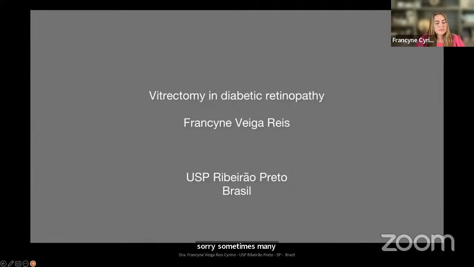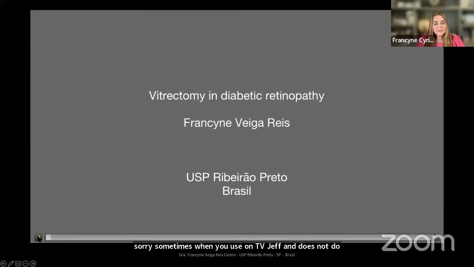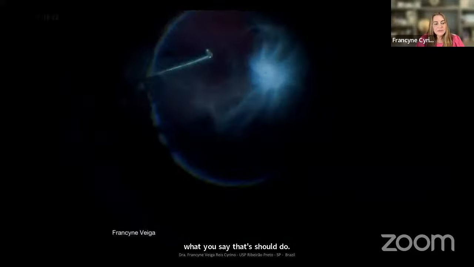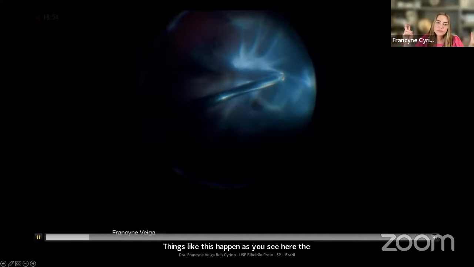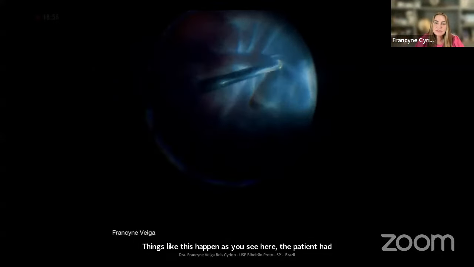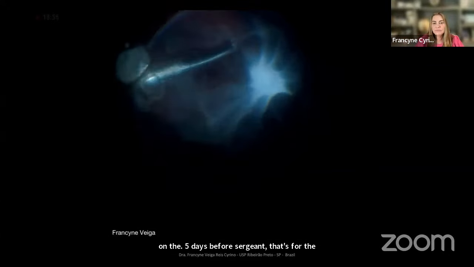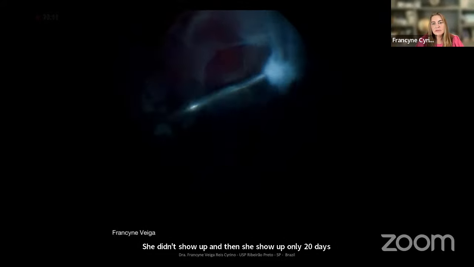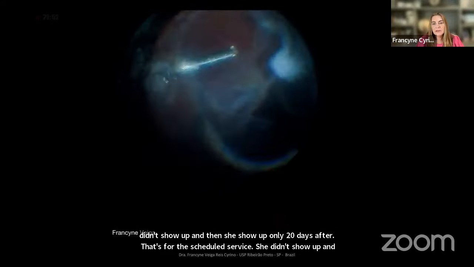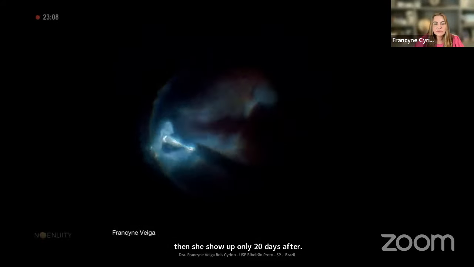And also we have this other case just to illustrate that sometimes when you use anti-VEGF and the patient does not do what you say she should do, things like this happen. As you see here, the patient underwent anti-VEGF 5 days before surgery. That's for the scheduled surgery. She didn't show up, and then she showed up only 20 days after. So we have this very dense hyaloid, and the fibrovascular tissue has contracted.